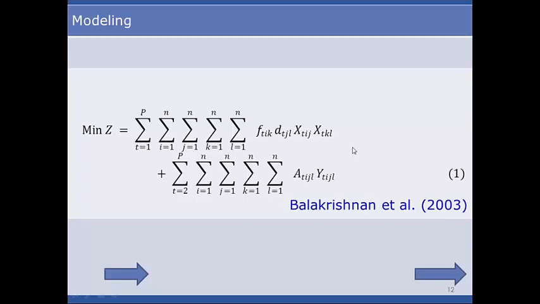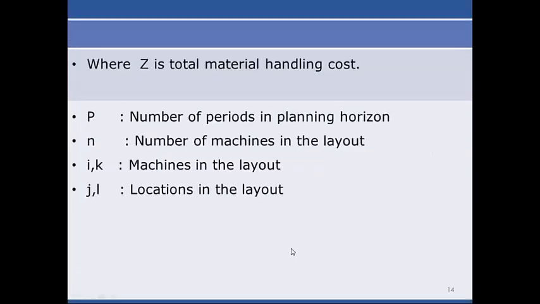So the new objective function has changed to this: minimize Z, the original objective function plus this is the rearrangement cost for that particular time period. This T is the time period. It can be 2, 3, 4, what else. Again, this is the explanation. Now, our ultimate objective function, our ultimate aim is the Z, which is the total material handling cost, it should be less.